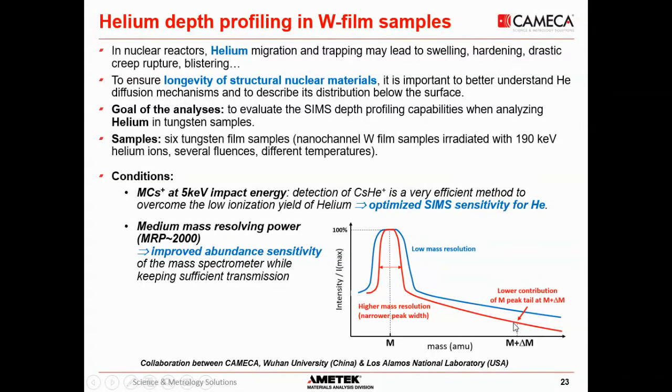What we have done, a small trick, was to use medium mass resolving power. So instead of being blue, we switch to red, which means that with higher mass resolution, we can have a narrower mass peak. In this case, the background will be reduced for the cesium helium. Still, it's a relatively medium mass resolving power, so we still keep sufficient transmission.